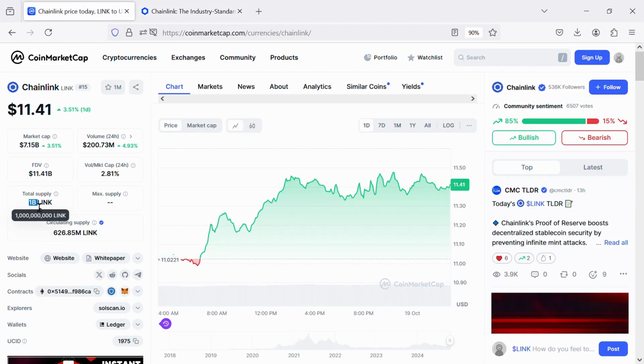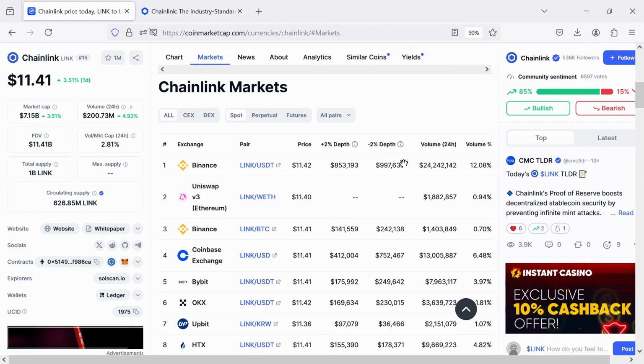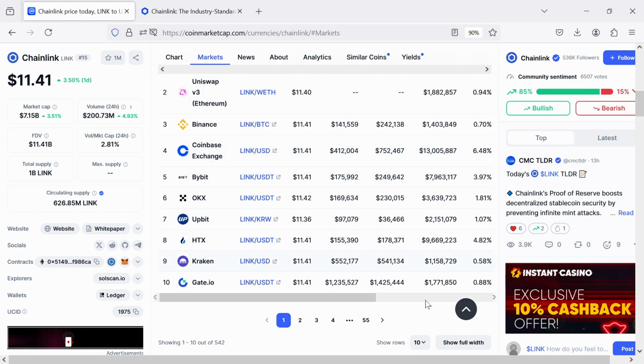Chainlink token total supply is 1 billion and circulating supply is 626.85 million LINK tokens. The LINK token is listed on most popular exchanges like Binance, Coinbase, Bybit, OKX and other exchanges.